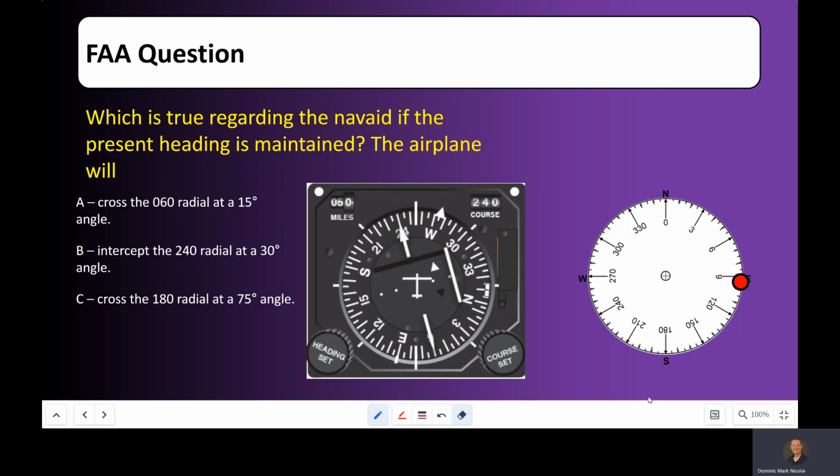So now let's start taking a peek at it then. Will we cross radial 060 at a 15-degree angle? Let's put in radial 060. There's our blue line representing 060 degrees. Present heading is going to be maintained. That comes from the question. I'm on a heading of 255 right now. So on heading 255, will I cross radial 060? Now you can see it. Now you can see I will not cross radial 060 at all by maintaining my 255 heading. So answer A is thrown out.